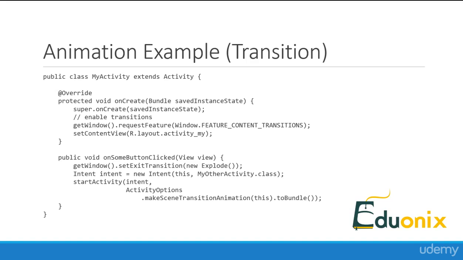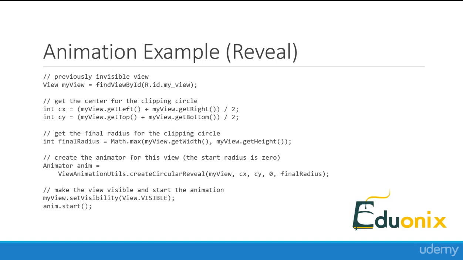In this example, we get a specific view with ID myView, and we set a reveal animation on it by creating a circular reveal animator. Once the reveal animator has been created with our calculated centers and radius, we set the view to visible and start the animation upon it as desired.